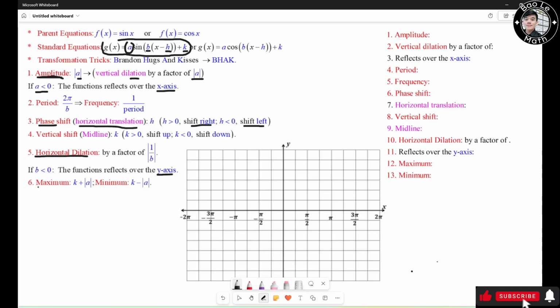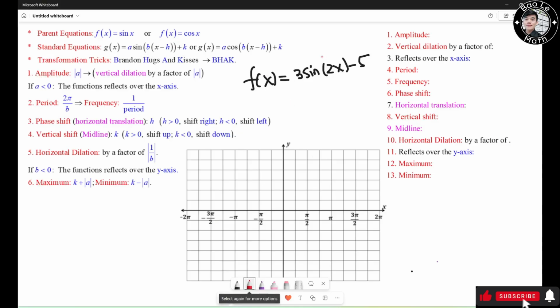Now, in order to find the maximum or minimum, we're going to take the midline, and you're going to add the absolute value of amplitude, right? Minimum, the midline minus the absolute value of amplitude, right?